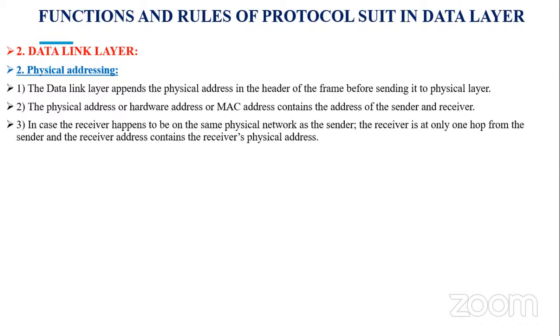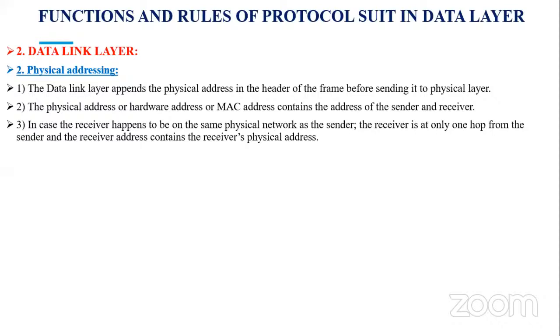In case the receiver happens to be on the same physical network as the sender, the receiver is only one hop from the sender, and the receiver address contains the receiver's physical address also. One hop means the transmission of data between one device and another device is called one hop. For example, if I send a message to my friend, that will reach from my device to the router in my house.